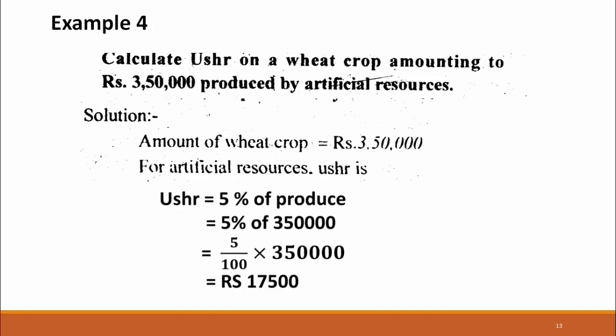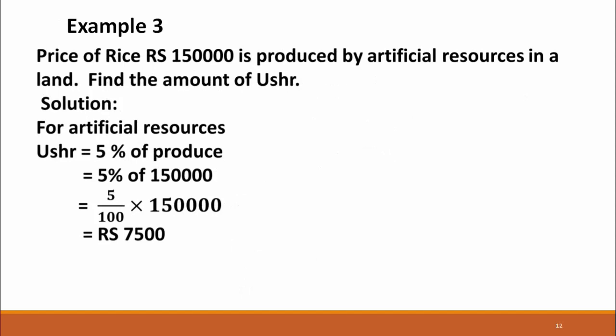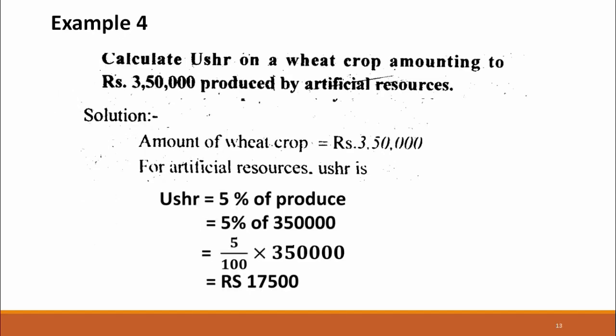Now the next problem. Calculate ushr on a wheat crop amounting to 3,50,000 rupees produced by artificial resources. The previous example and this example are very simple and the same, but the total amount is changed. In the previous problem the land was irrigated by artificial sources and the total amount was 1,50,000, but now the total amount is 3,50,000.